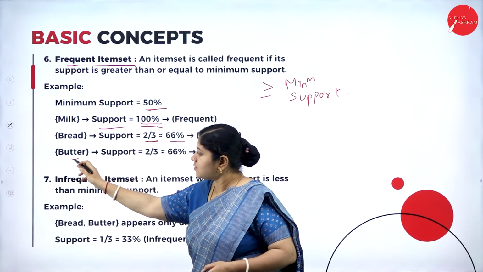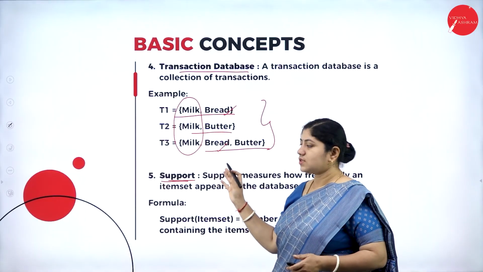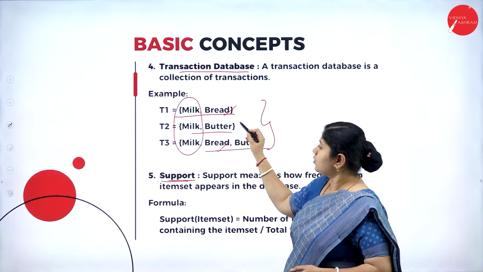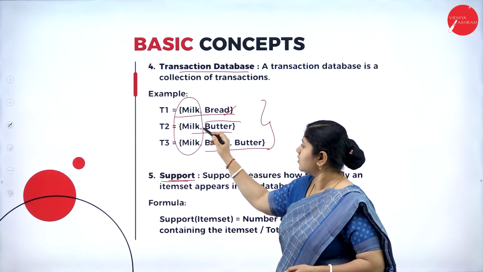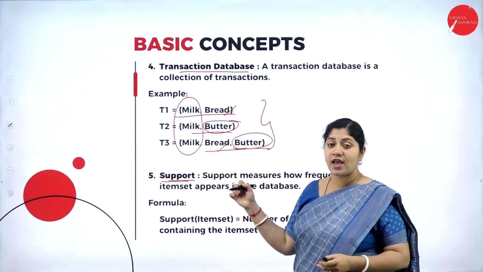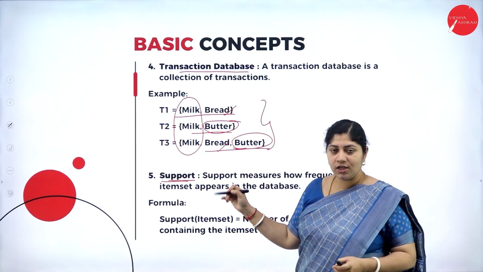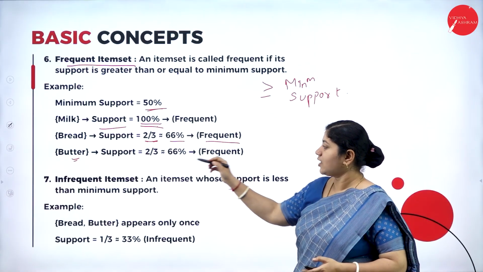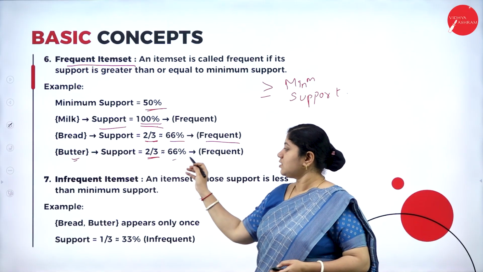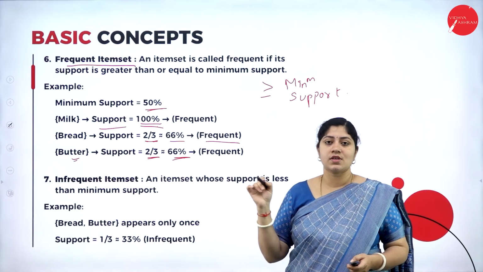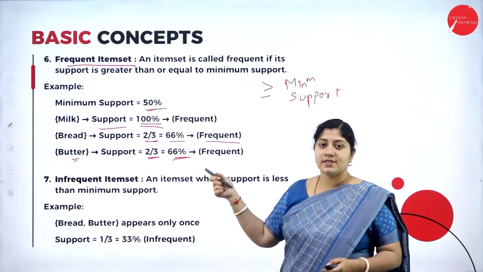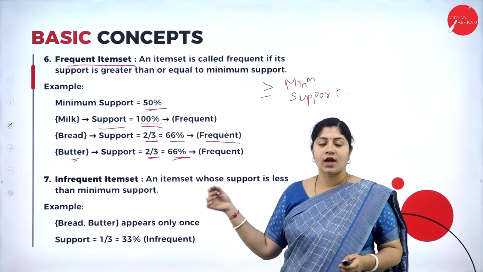Up next, let's consider butter. Let's get back to the example. As we can observe, butter is also present in 2 of these combinations, that is T2 and T3, and the total number of combinations is 3. Thus, the support is 2 by 3, and the percentage, if we calculate, is 66%. Thus, we can say yes, it is frequently repeated, so it is considered under frequent item sets.